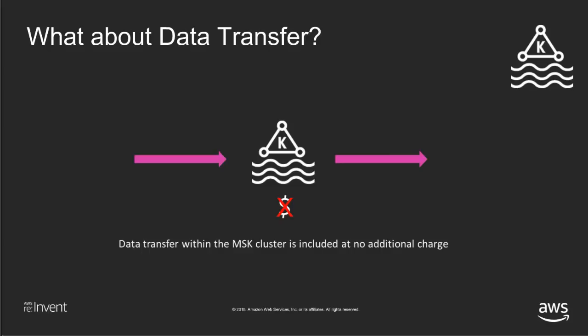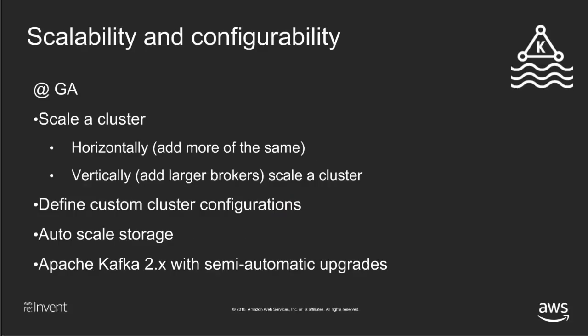Data transfer within the cluster is included at no additional charge. You still pay for the data into the cluster and the data out, but if you are replicating data across multiple availability zones and you're using replication, there's no data transfer costs associated with it. It's all included with the cost of the service.